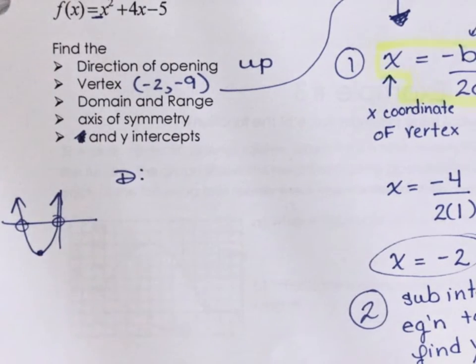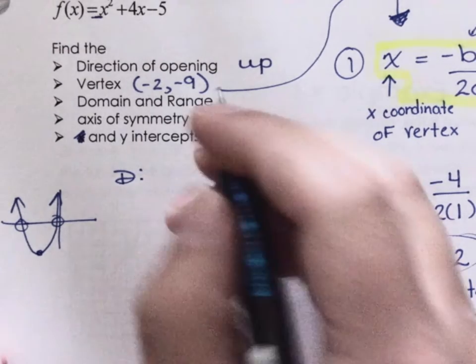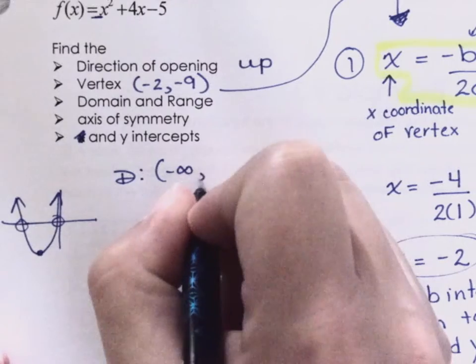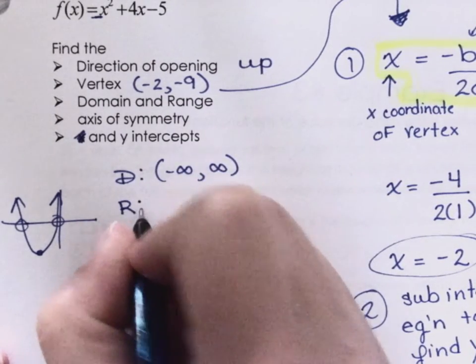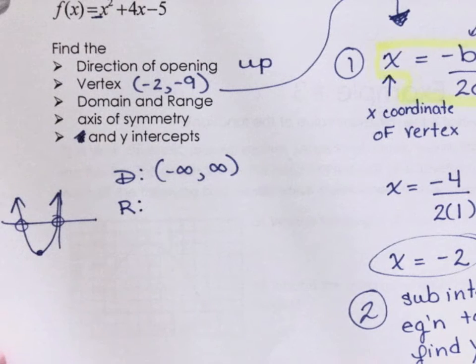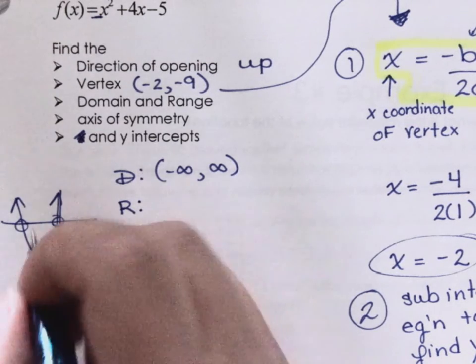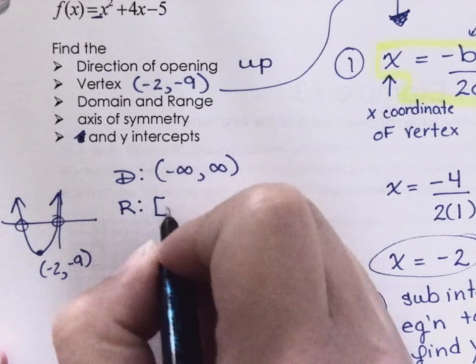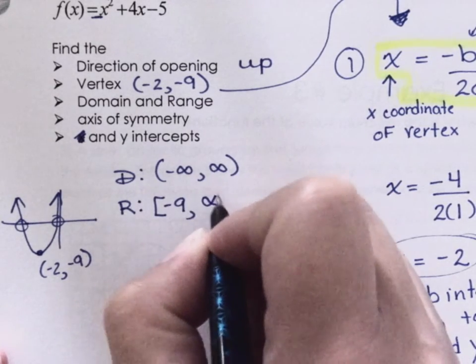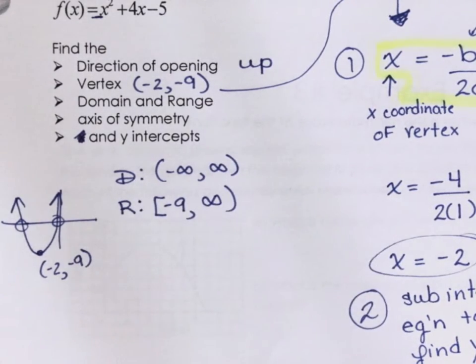What's the domain? Yes, negative infinity to positive infinity. And then range. How low does my graph go? Negative 9 inclusive, all the way to positive infinity. So I find sometimes just drawing a rough little graph will help.